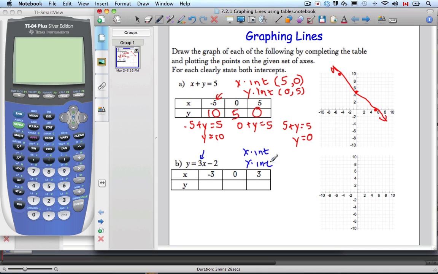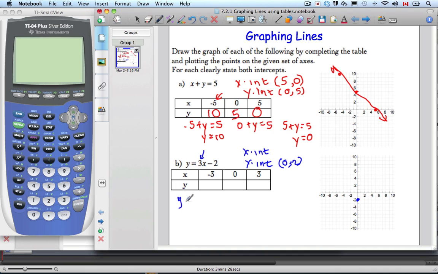So I can go ahead and put that on here since I have to state it. That's when x is 0, y is negative 2. So I can go 0, negative 2. There we go.